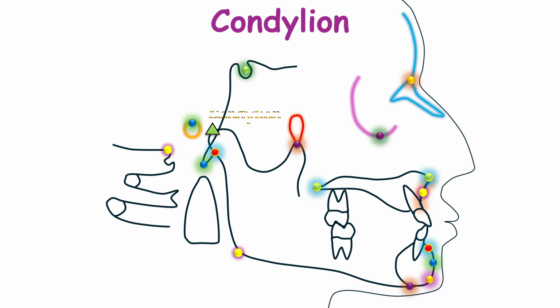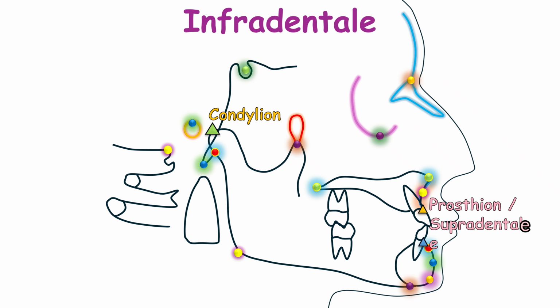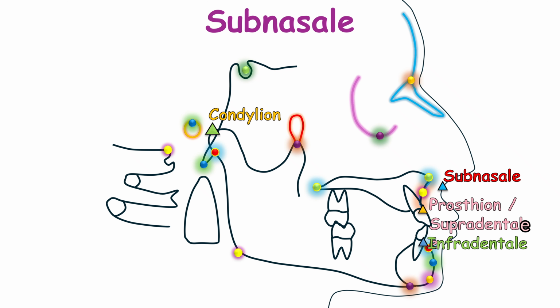Next is Prosthion, also called as Supradentale. It is the lowest and most anterior point on the alveolar bone in the midline between the upper central incisor. Infradentale. It is the highest and most anterior point on the alveolar process in the midline between the mandibular central incisor. Subnasale. Subnasale is the point where the lowest border of nose meets the outer contour of the upper lip.